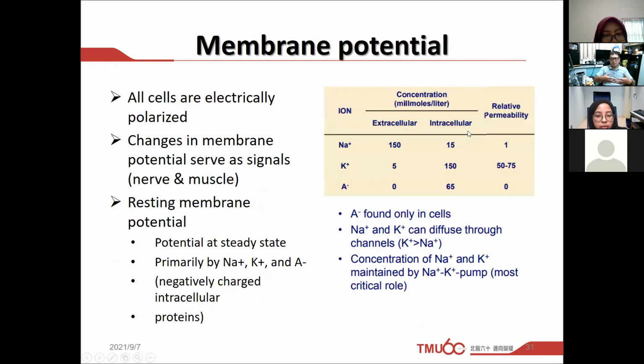Okay, so now we know the basic function and components of a membrane. Now we are going next to check the difference between interior and external environment. For example, in the exterior environment, the sodium concentration may be 150, but in the cells, only 50 millimolar per liter. Okay, it's relatively very, very low.